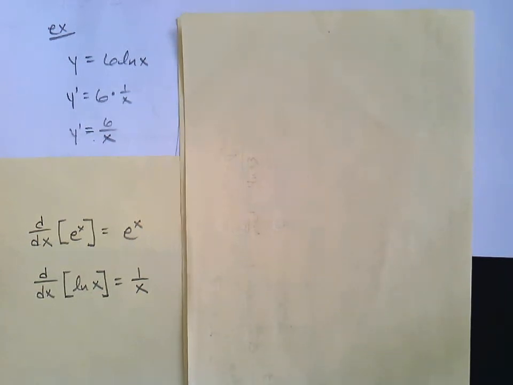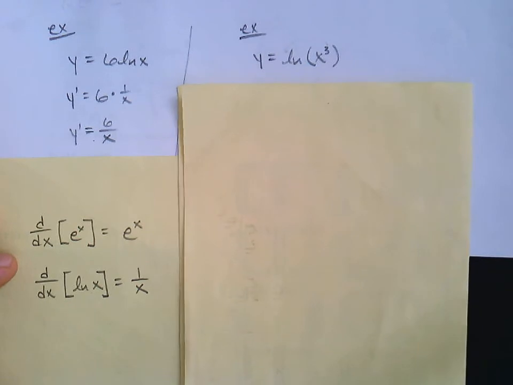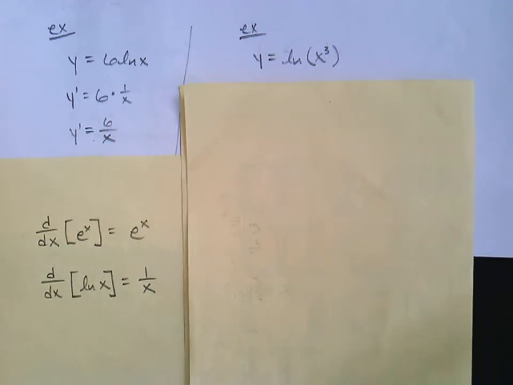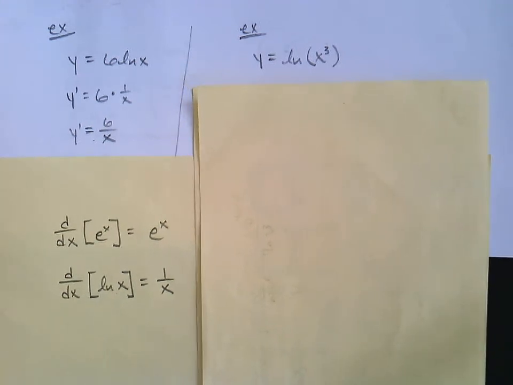Like that. Okay, I've got another example right over here. This one's a little bit harder. How about y equals the natural log of x to the third? Now this one is a bit tricky. You think, natural log of x to the third? I don't know. I mean, I know the derivative of natural log x. What do we do if it's x to the third?